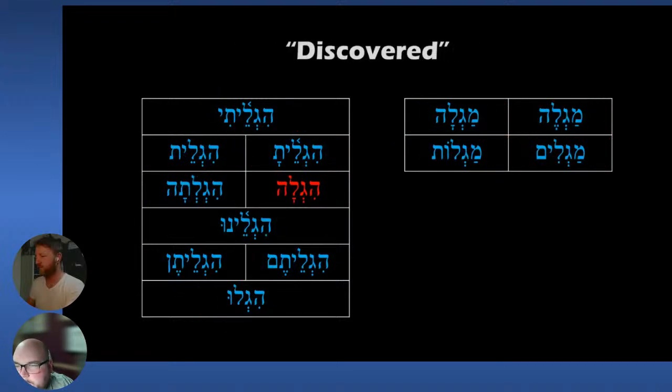Okay. Now we have an issue with this root, gimel lamed yod. Okay, this root expresses itself in the kal.